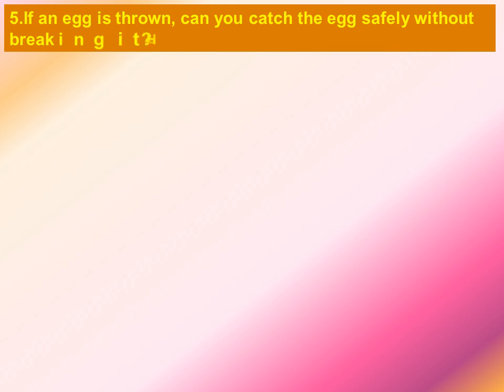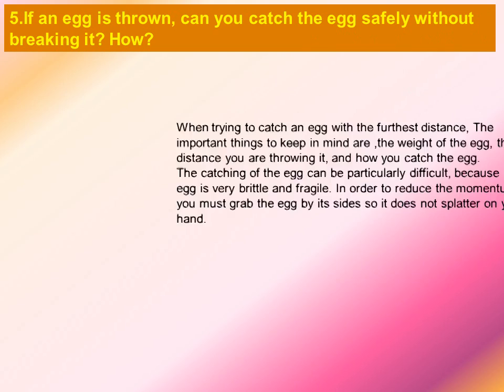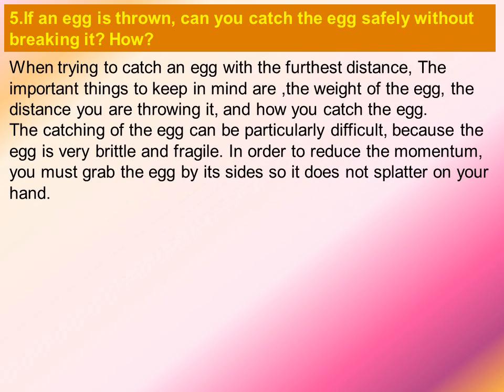If an egg is thrown, can you catch the egg safely without breaking it? If you say yes, then how? When trying to catch an egg, the important things to keep in mind are the weight of the egg, the distance you are throwing it, and how you catch the egg. Catching an egg can be particularly difficult because the egg is very brittle and fragile. In order to reduce the momentum, you must draw your hands back along with the egg so that it does not splatter on your hand.